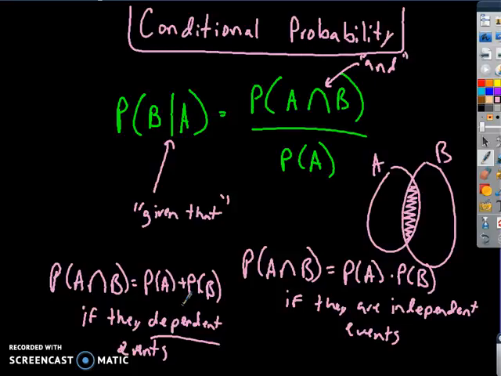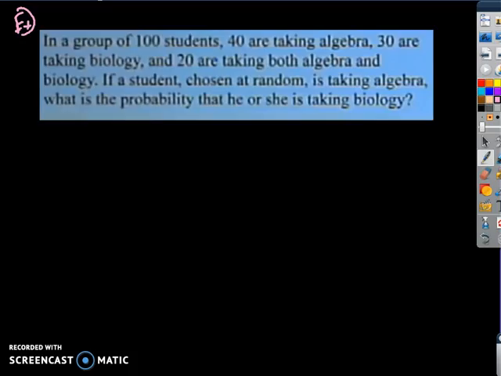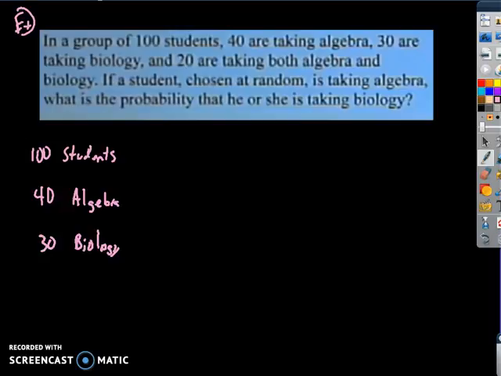All right, so here we are. This is the first example. In a group of 100 students, 40 are taking algebra, 30 are taking biology, 20 are taking both algebra and biology. So let's write that up. You got 100 students, 40 are taking algebra, 30 are taking biology, 20 are taking both algebra and biology.